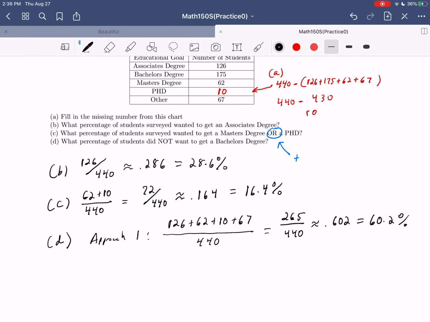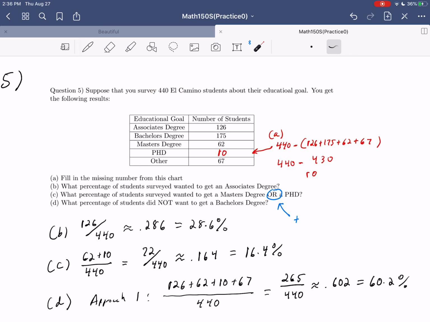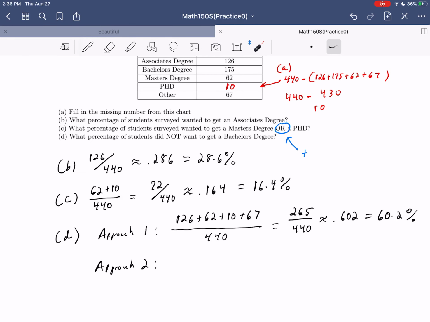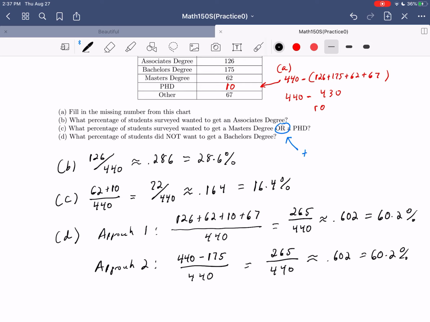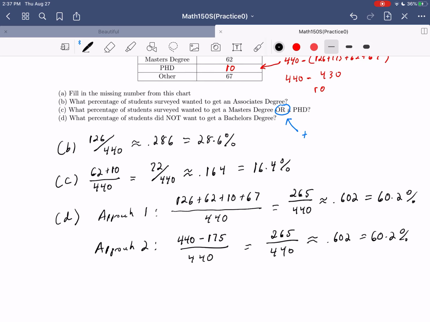What's a slightly faster approach from that? Well, instead of having to add up all four of those numbers, we can just simply say we know that there's 440 people total, and we can just remove all the people who wanted a bachelor's. So we can do this as 440 minus 175 over 440. Well, 440 minus 175, you won't be surprised to see, just gives you a faster way to get 265. And then, of course, it's exactly the same from there. You still get 60.2%.